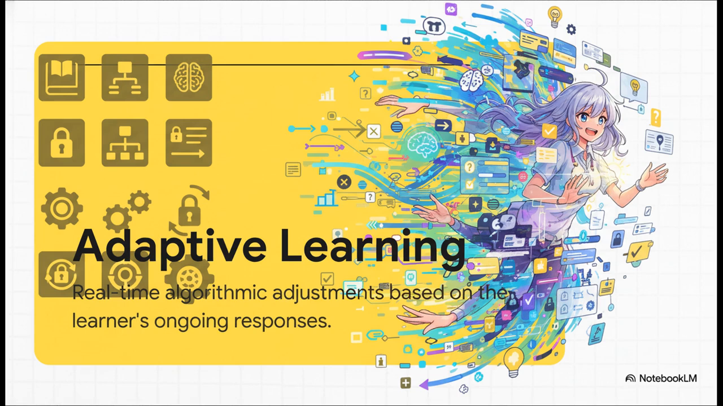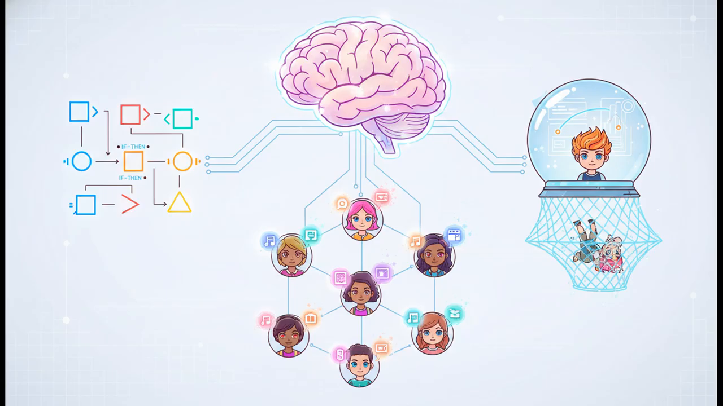Adaptive learning, however, is alive. It involves real-time, algorithmic adjustments based on the learner's ongoing responses. If an adaptive system sees you repeatedly failing a grammar quiz, it instantly reroutes you to foundational materials before you even realize you're struggling. And that is what we want to build. Truly adaptive systems. So how do we actually build that adaptive brain?